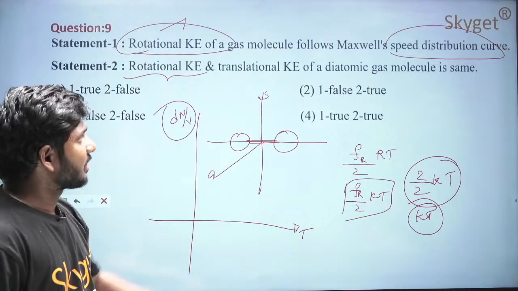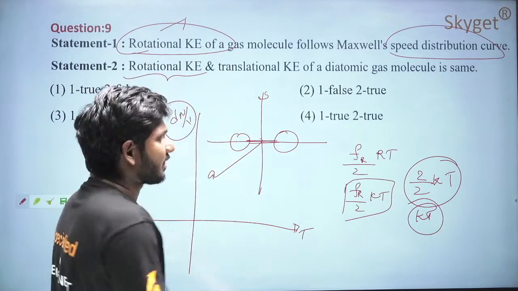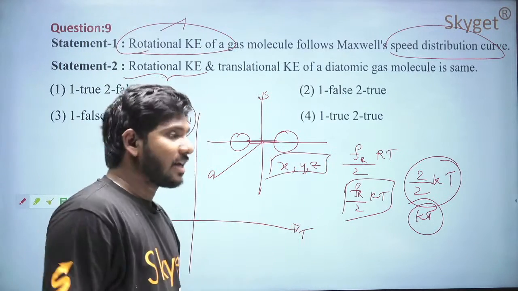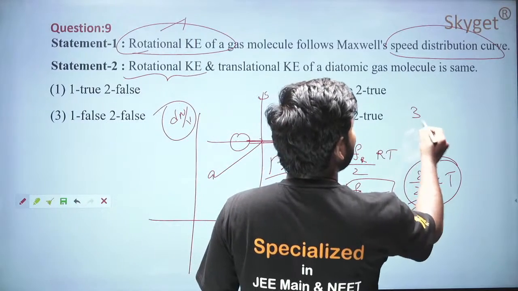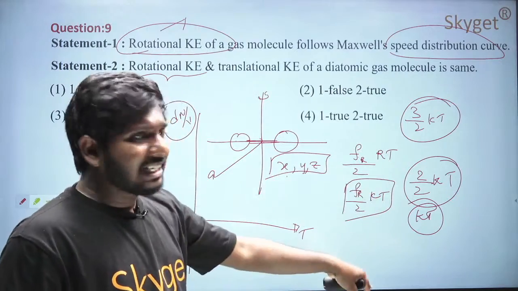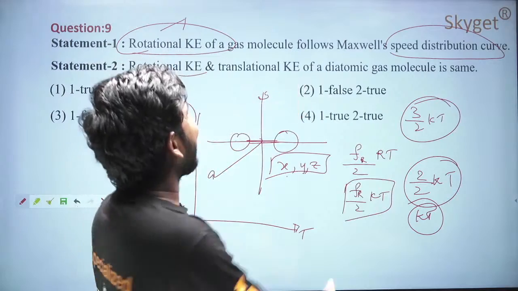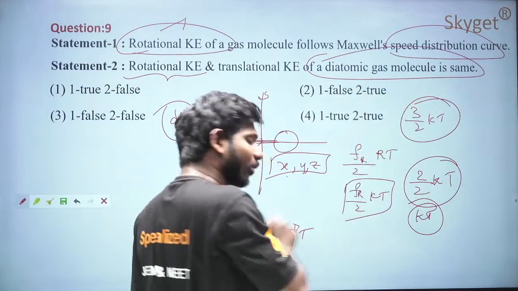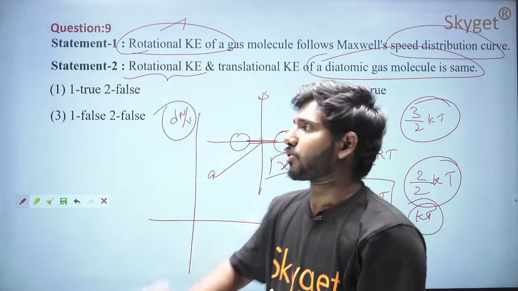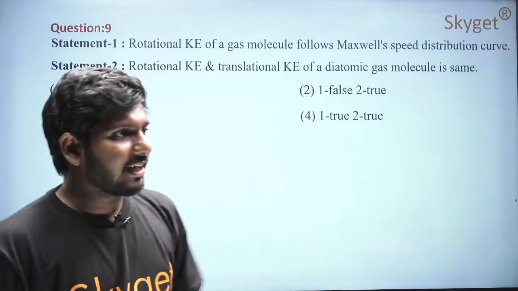rotational kinetic energy, students. Whereas translational kinetic energy has 3 degrees of freedom, that is x, y, z. It can translate in x, y, z, students. So that means 3 degrees of freedom, and that energy will be 3 by 2 kT. If you observe, the rotational degrees of freedom are only 2 and translational degrees of freedom are 3 for a diatomic gas molecule, students. So they are not equal. So statement 1 as well as statement 2 both are false, students. You can go through the theory as well.